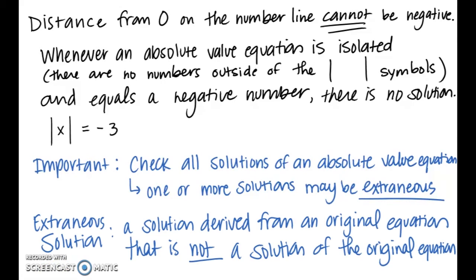An extraneous solution is a solution derived from an original equation that is not a solution of the original equation, which means when you check your answer, it doesn't work. So if this ever happens to you, which you will see, that's an extraneous solution. But for the solutions that do work when you check them, those are valid solutions.